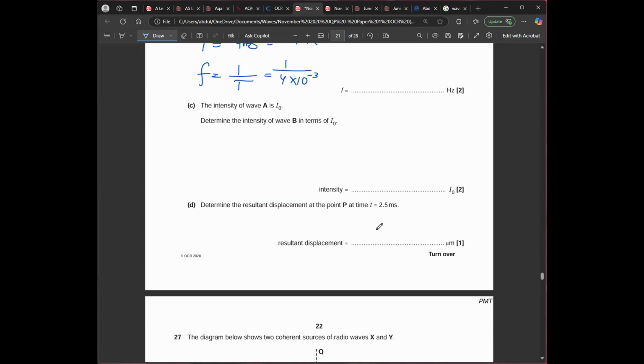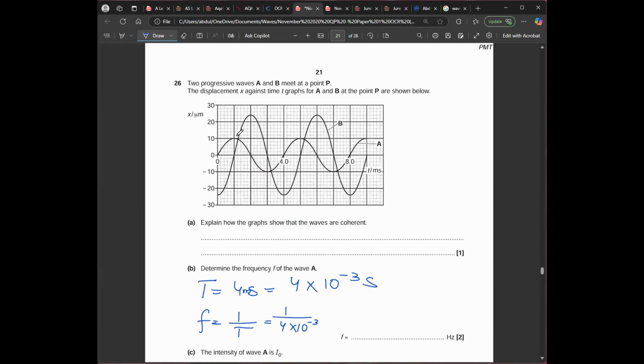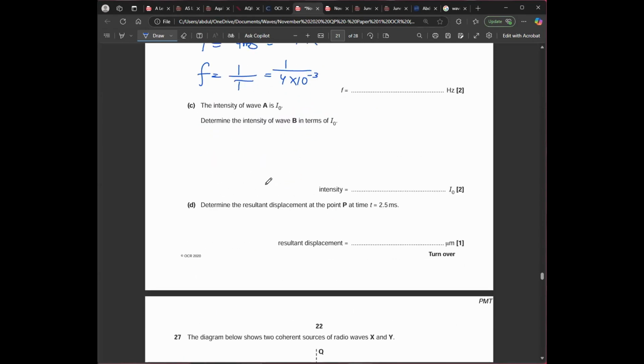Now, coming to the intensity, what do we remember about the intensity? We know that it's power over area, that's the formula. And the other thing we know is that intensity is directly proportional to the amplitude squared. So from the graph, what we can get is just the amplitude. So let's see what the question is. The intensity of wave A is I naught. Determine the intensity of wave B in terms of I naught.